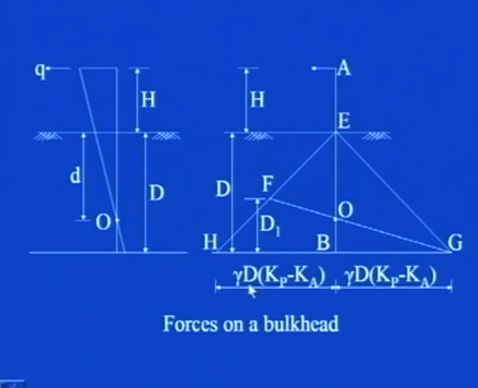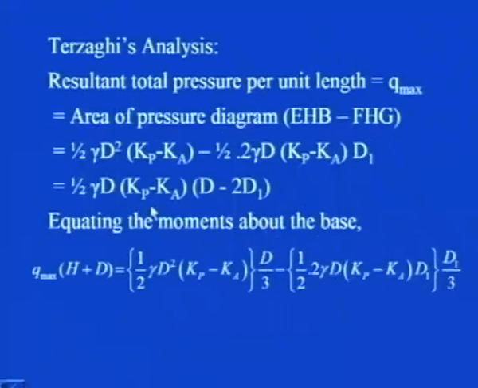So, this HG will become 2 gamma d (Kp minus Ka), and the height of this triangle is d1. Accordingly, you can write this expression as half gamma d square (Kp minus Ka), which is the area of the pressure diagram EHB, then half of 2 gamma d (Kp minus Ka) into d1, which is the area of the pressure diagram FHG, and this results in the expression half gamma d (Kp minus Ka)(d minus 2 d1). Mind you that all these are known except for d1. So, to know this resultant total pressure per unit length, that is Q max, we first need to know the value of d1.